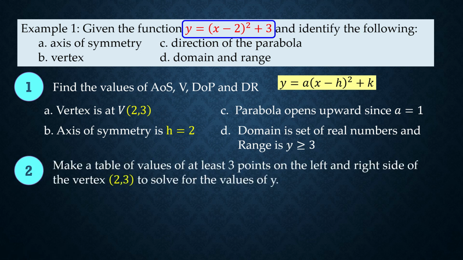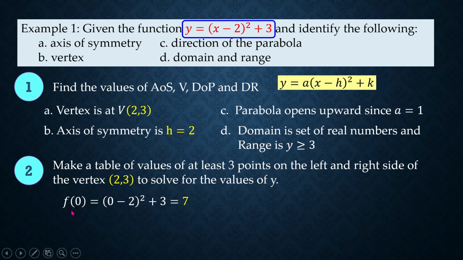Second step, make a table of values of at least 3 points on the left and right side of the vertex 2, 3 to solve for the values of y. So, ang atoa ang x gikan sa vertex is positive 2. So, unsa man ang mga points? 3 points to the right of 2: 3, 4, 5. Well, what are the 3 points to the left of 2? 1, 0, negative 1. Pero ang solution akong ibutang, nag-start ko sa 0. So, 2 points to the left, 2 points to the right akong solution.